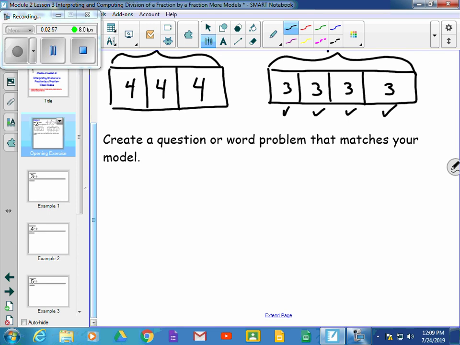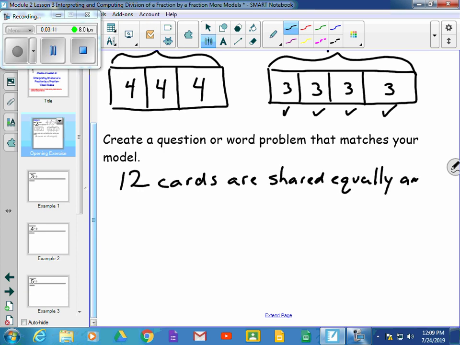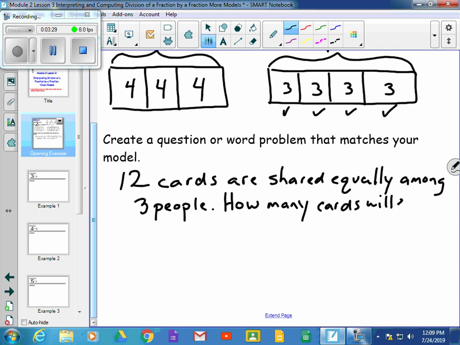What if we said 12 cards are shared equally among 3 people? How many cards will each person get?